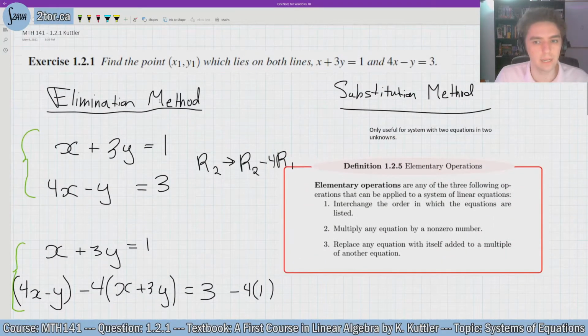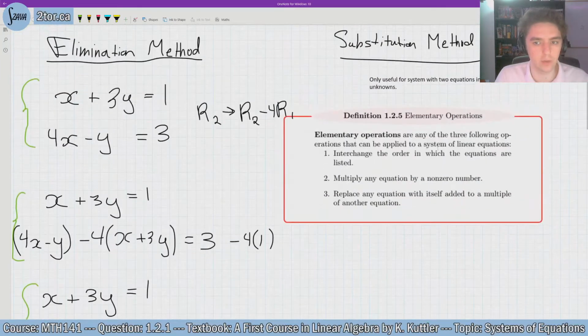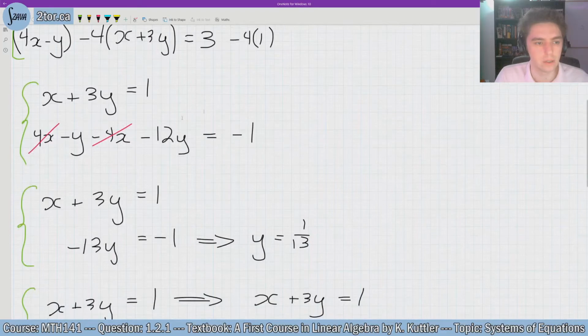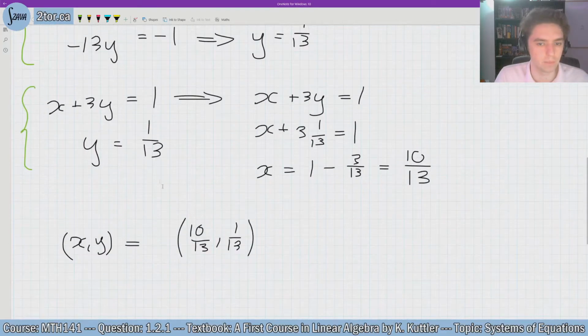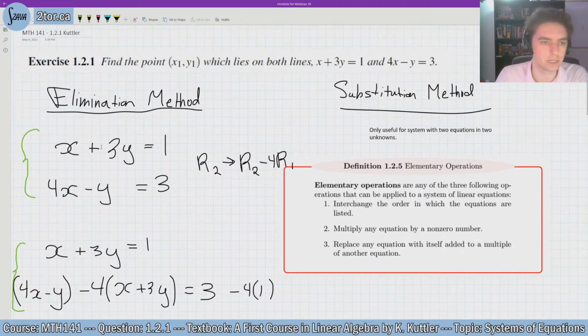Now that was the elimination method. Let's take a look at the substitution method. It's a little faster for this specific situation that we have here. Again, the elimination method uses our elementary operations to solve the system. It is best to use the elementary operations in a question like this, because again, the substitution method is only actually useful for a situation like this.